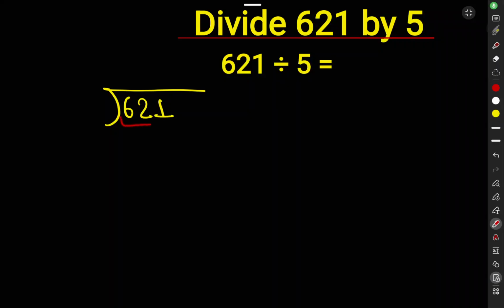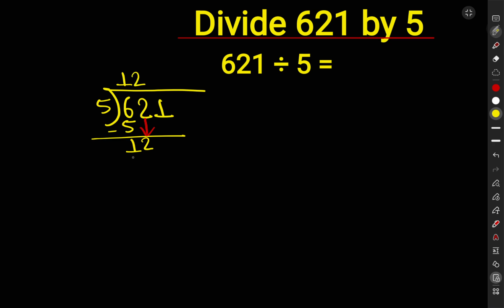Divide 621 by 5 in a long division method. 5 times 1 is 5. On subtracting we get 1. So now we put down this 2 and it is 12.